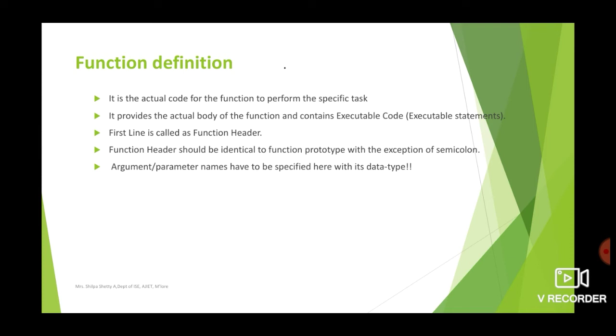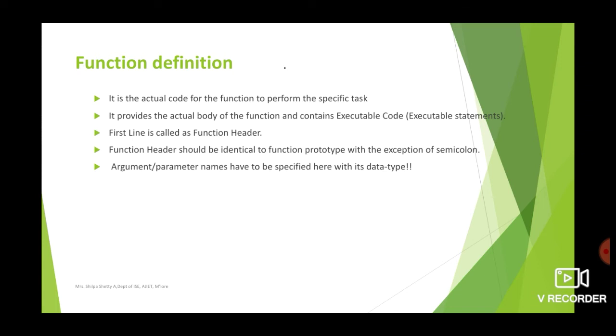The header should be identical to the function prototype with the exception of the semicolon. Function prototype means function declaration. So we already know that the function declaration and the function definition's first line are the same, except that in function declaration we will put the semicolon, whereas in function definition there is no semicolon.